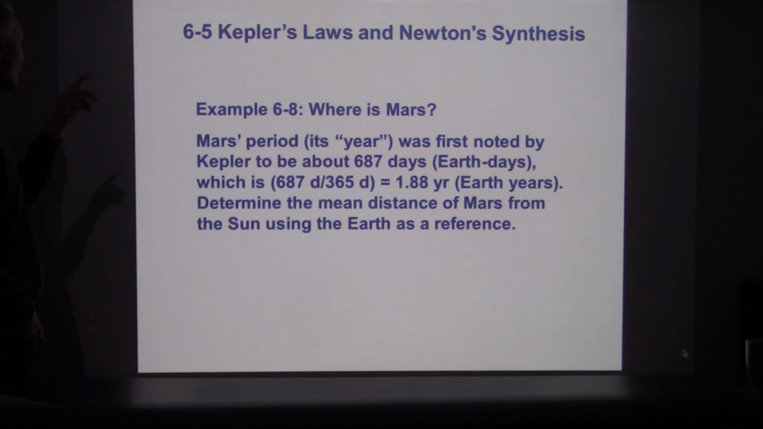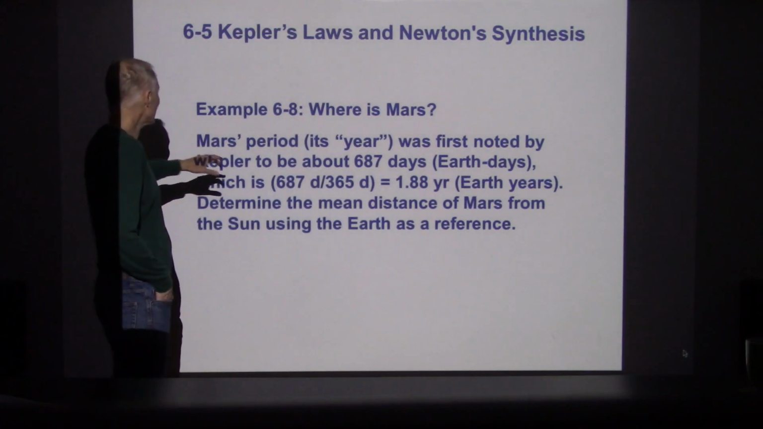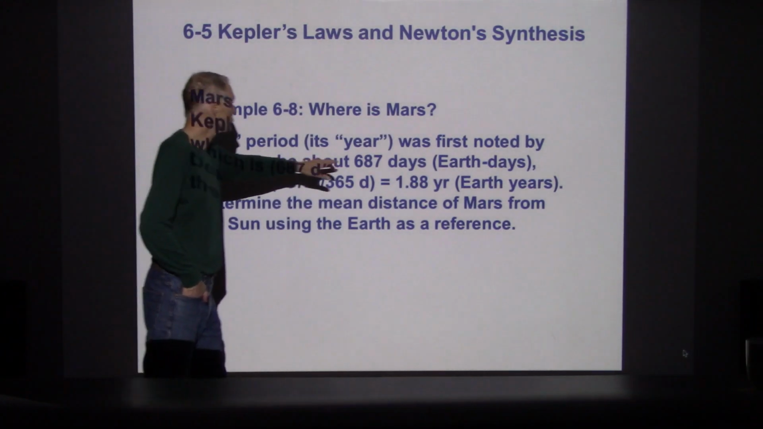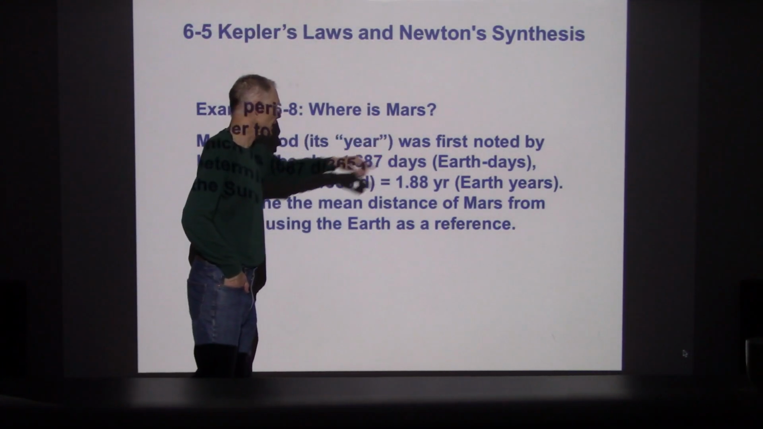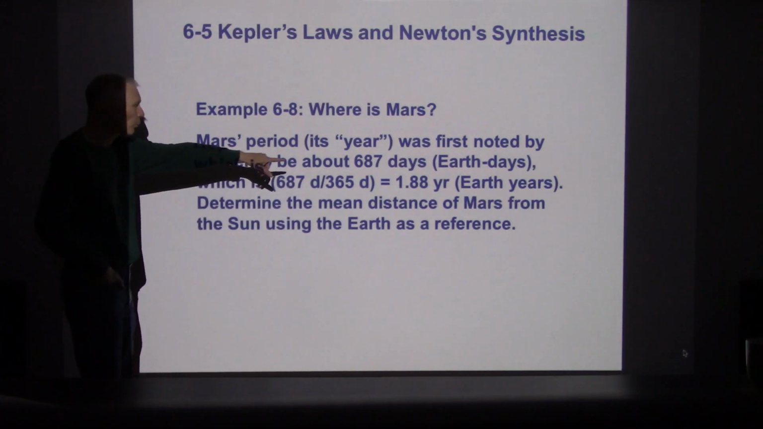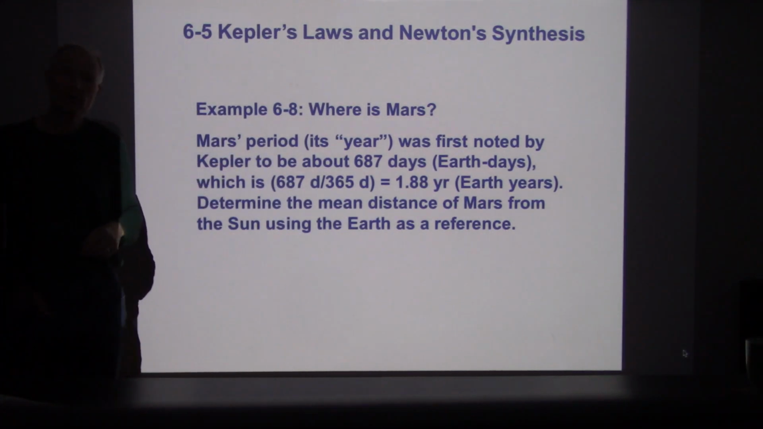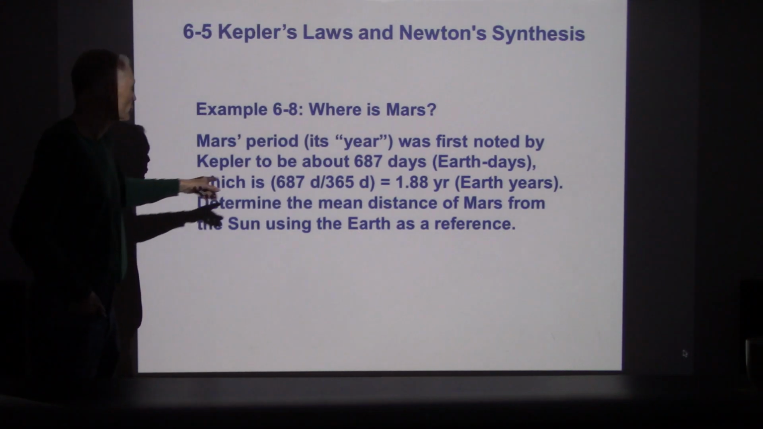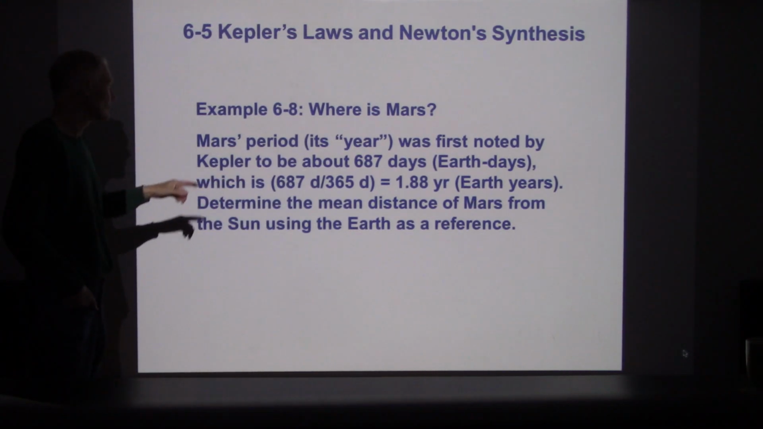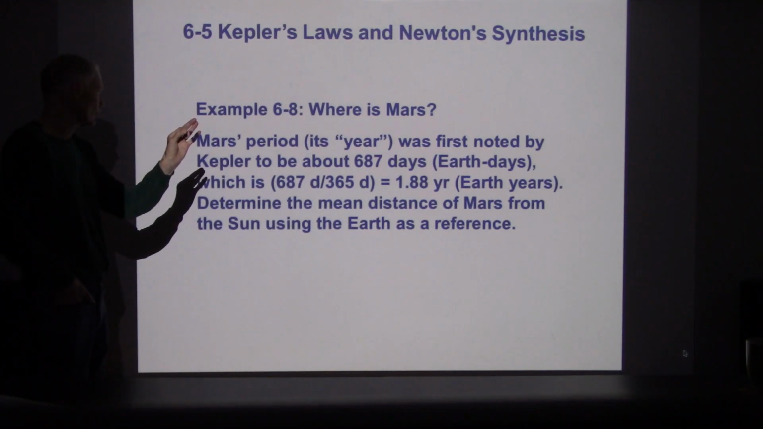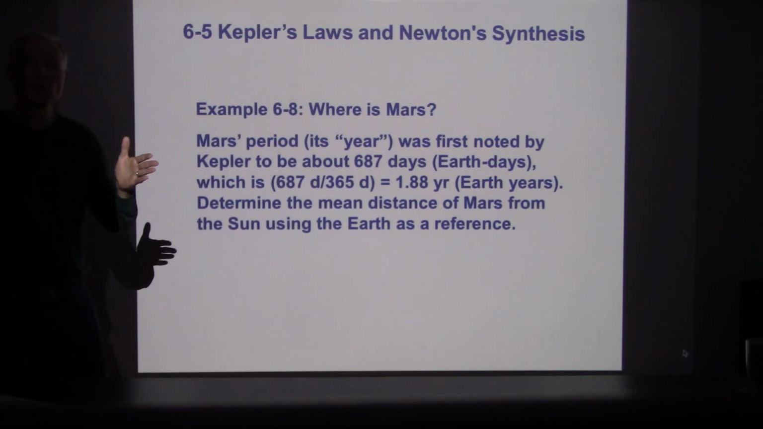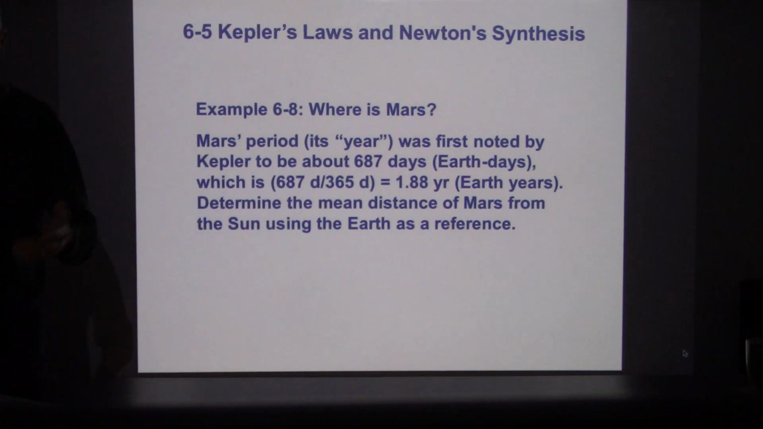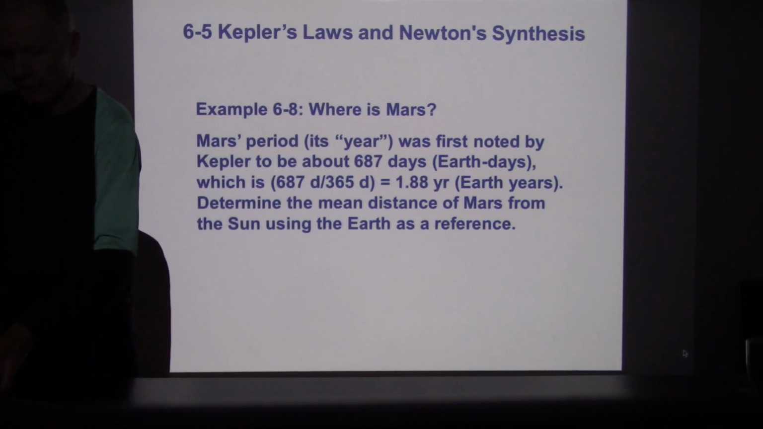All right, here's an example. It says, where is Mars? Mars' period, noted by Kepler to be 687 Earth days. So that's 1.88 Earth years. So that's the value for Mars for the period. Determine the mean distance between the center of the Sun out to where Mars is located. What's the mean distance of Mars' orbit?